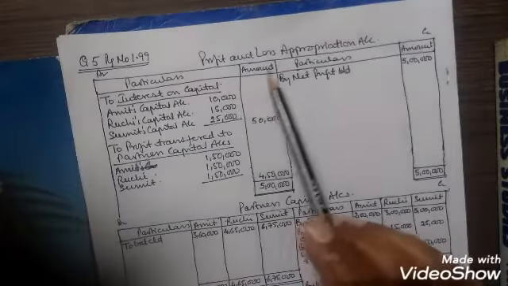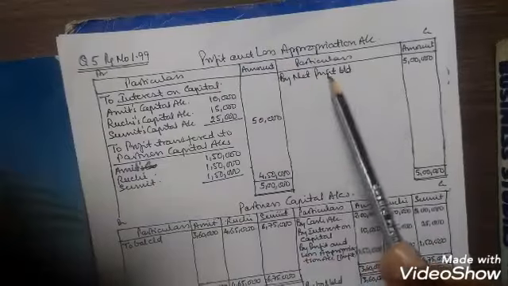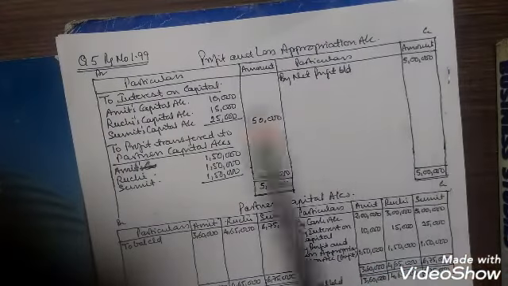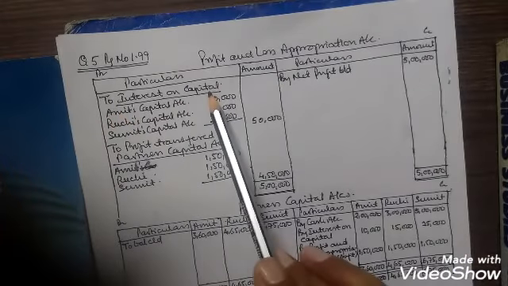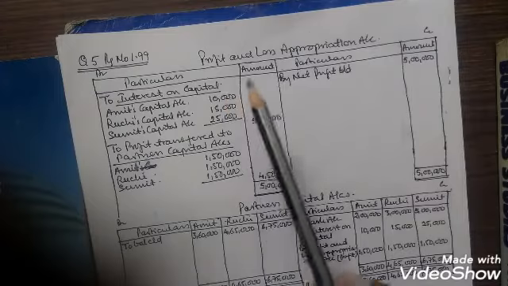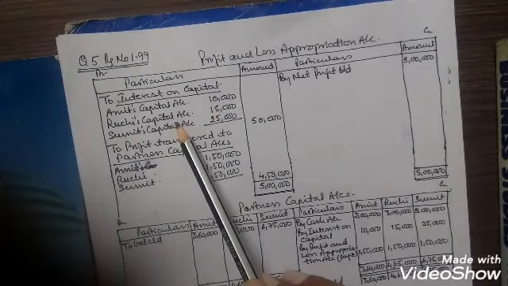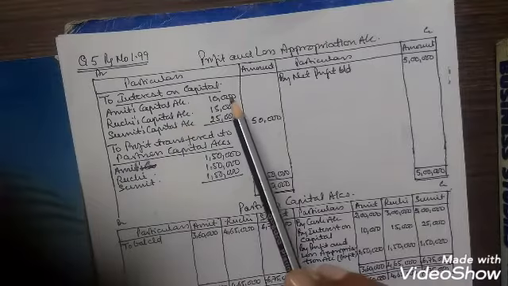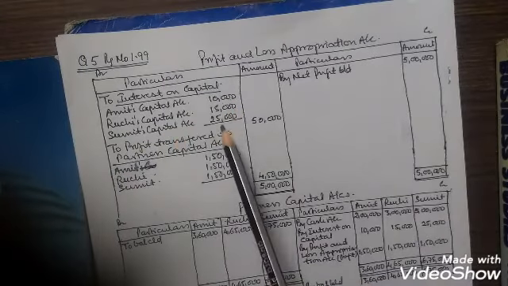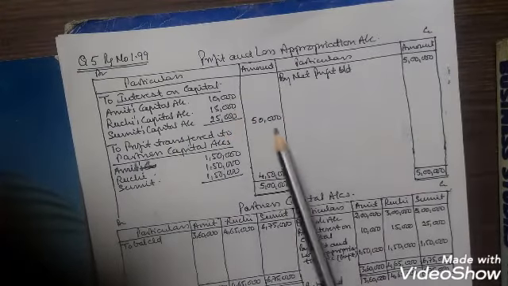We will prepare the profit and loss appropriation account. The net profit was 5 lakh. Net profit brought down, then interest on capital. Amit's capital was rupees 2 lakh. 5% of 2 lakh comes to rupees 10,000. Ruchi's capital was rupees 3 lakh. 5% of 3 lakh is 15,000. And Sumit's capital was rupees 5 lakh. 5% of 5 lakh is rupees 25,000. So total comes to 50,000.